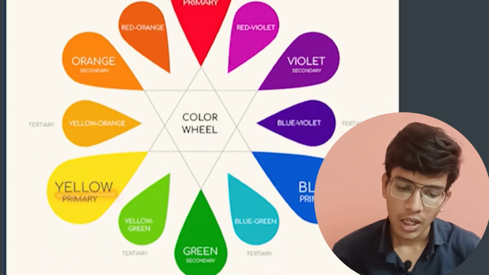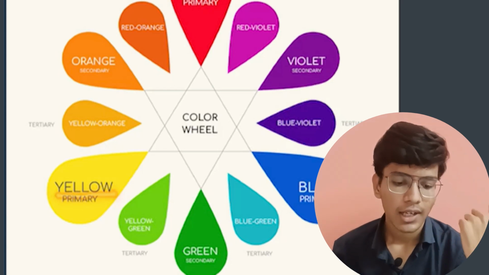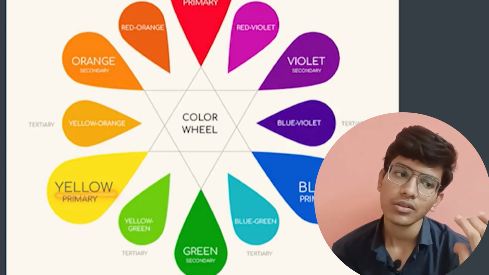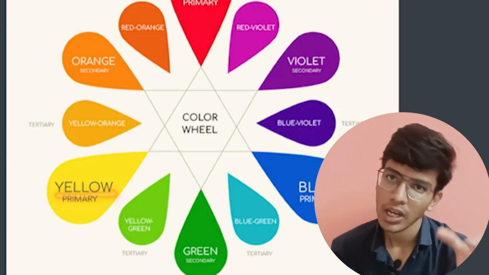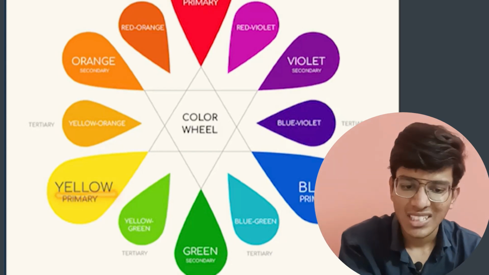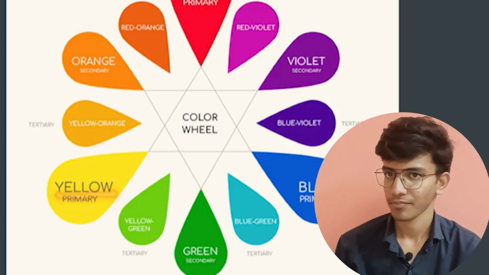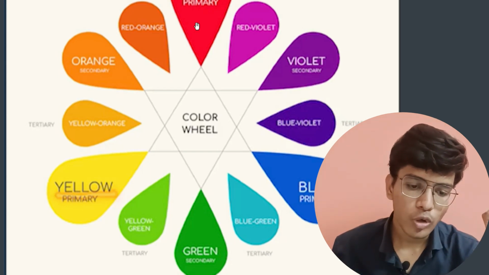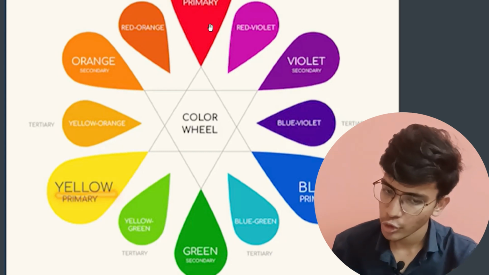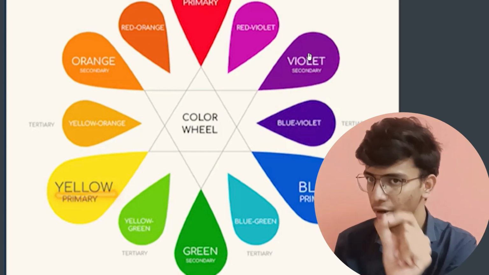Here you can see that we have three fundamental colors in nature. First one is red, second one is yellow, third one is blue. These are the fundamental colors in nature, and by combining these fundamental colors, we get tertiary colors. You can also call them secondary colors. Okay, so if you combine red and orange, you will get red orange. If you combine red with violet, you will get red violet.